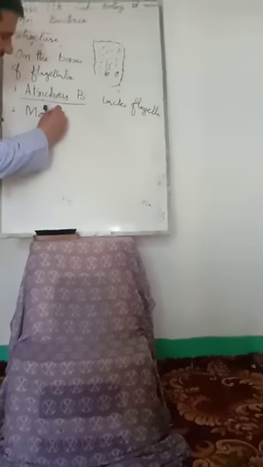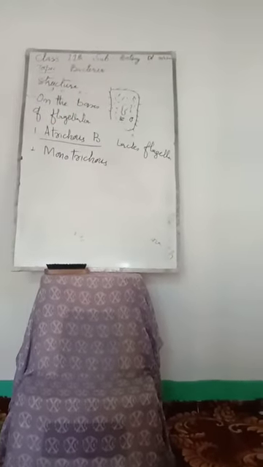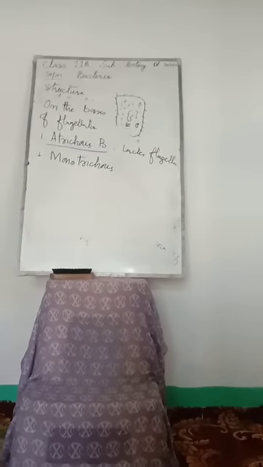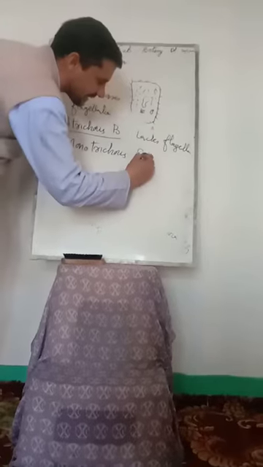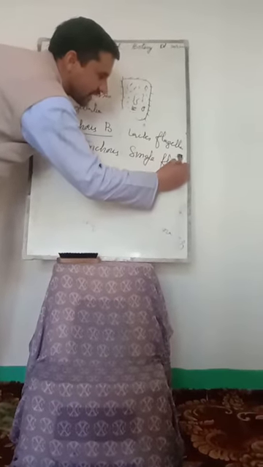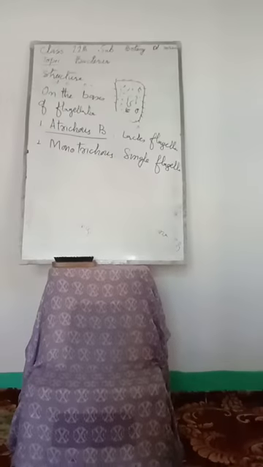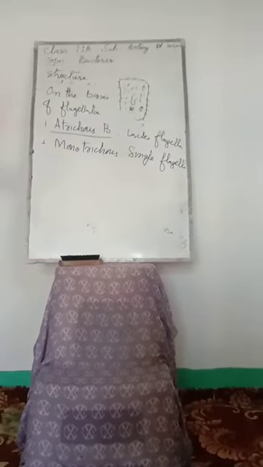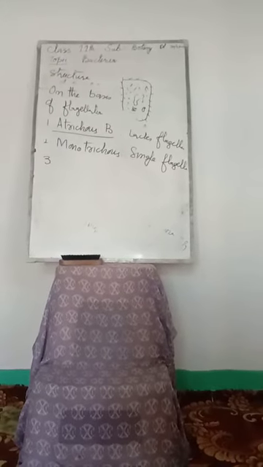Number second, it is monotrichous bacteria. Monotrichous bacteria means those bacterial cells which possess only a single flagellum. And number third, it is Lophotrichous bacteria.